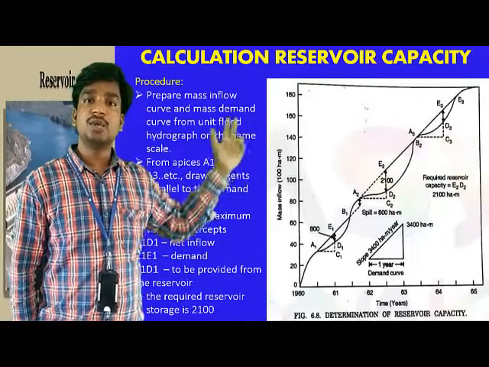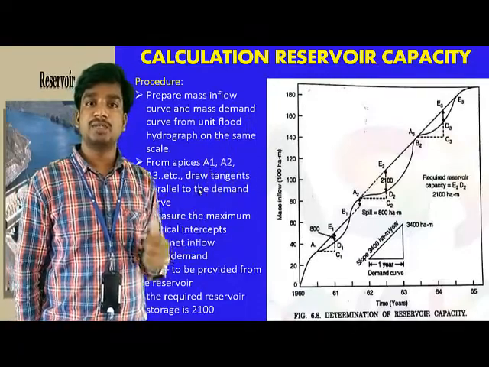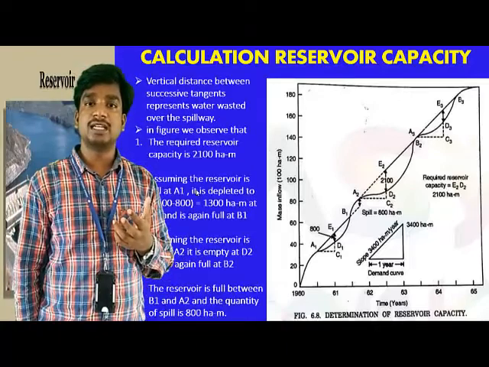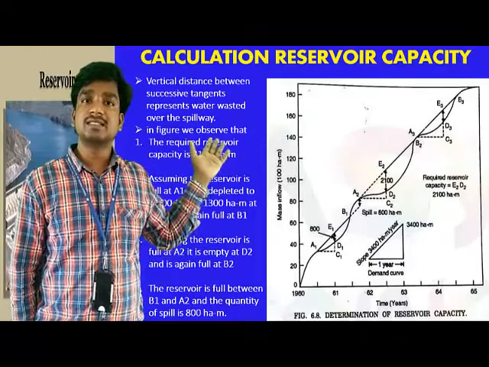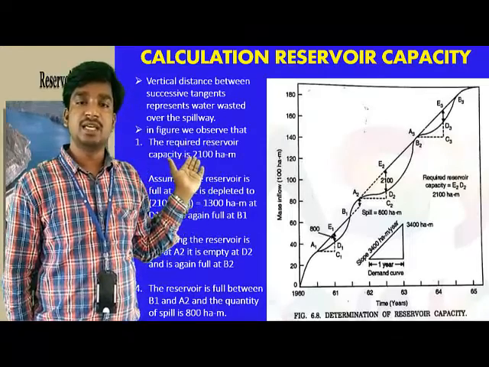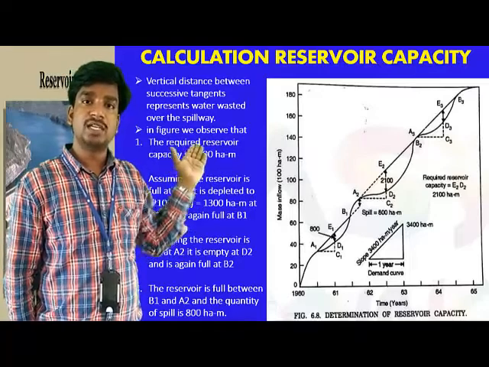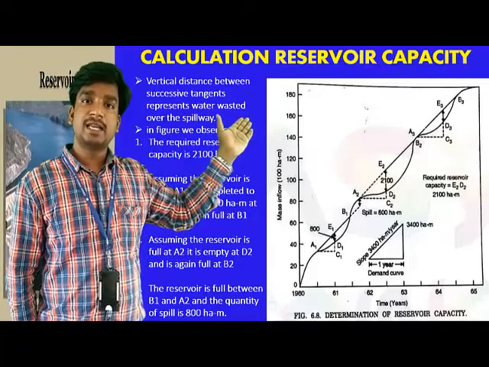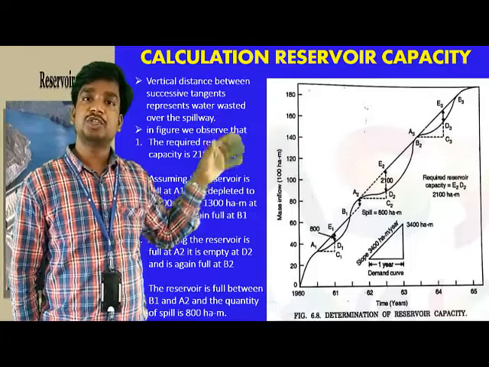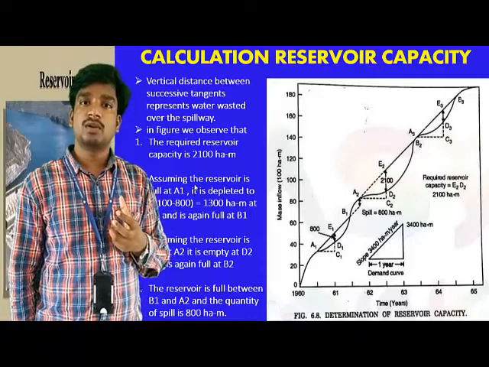Now, based on the numerical data available in this picture, let us conclude. How can we conclude these things? Let us see now. Initially, the base year is 1950, 1957. From this year, at a particular time, at the first abscissa A1, let us assume the reservoir is full.